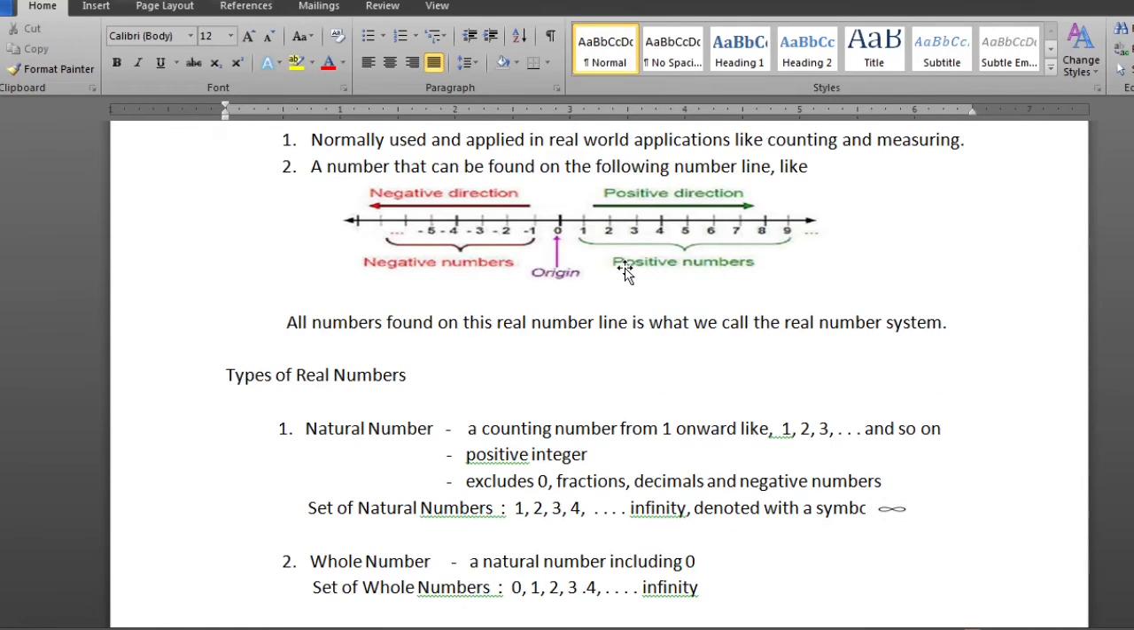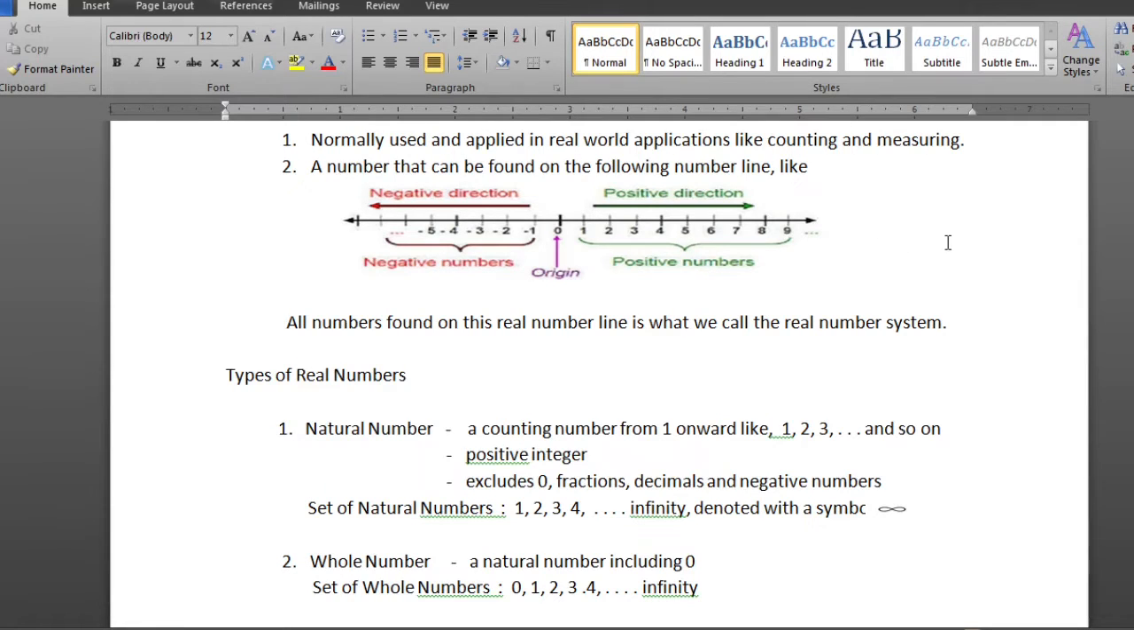Now, on the real number line, the natural number starts from 1. So 1, 2, 3, 4, up to infinity. These numbers here going to infinity are what we call the natural numbers, or the set of natural numbers.